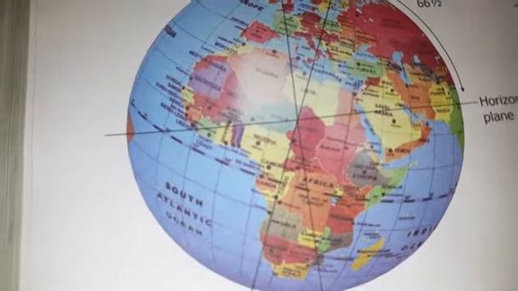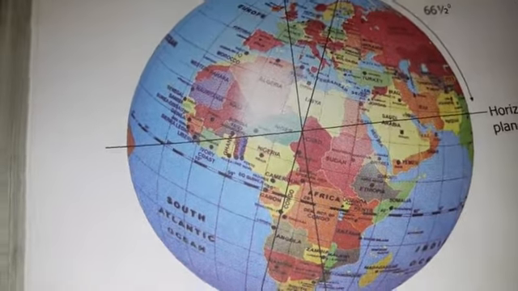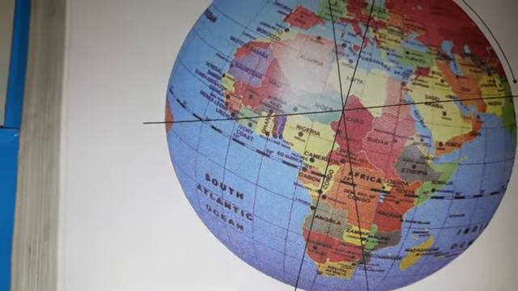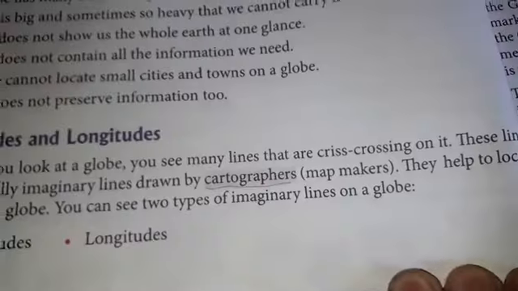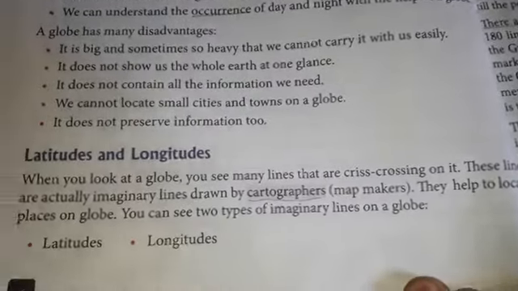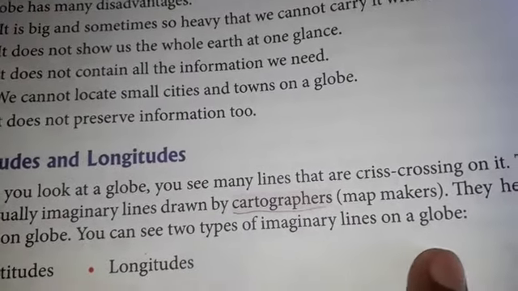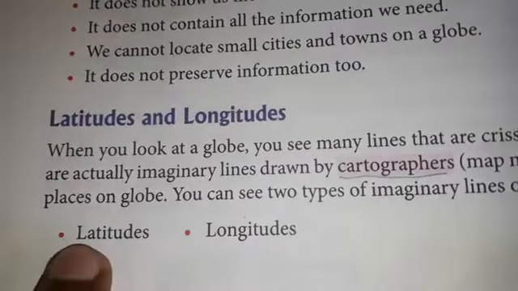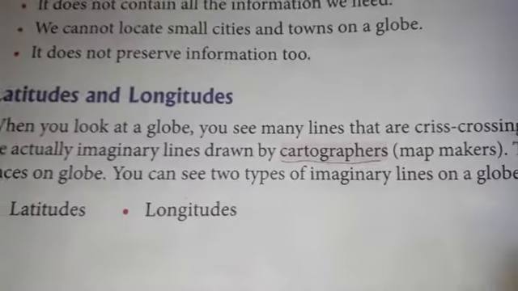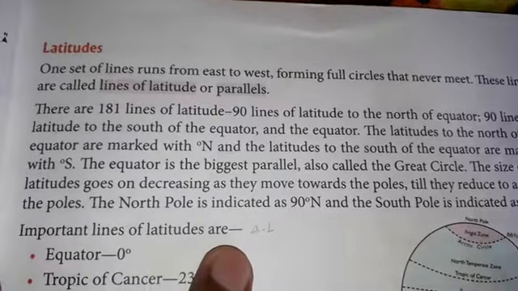It means imaginary lines drawn by cartographers. They help to locate places on a globe. You can see two types of imaginary lines on a globe, latitudes and longitudes. First we learn about latitudes.